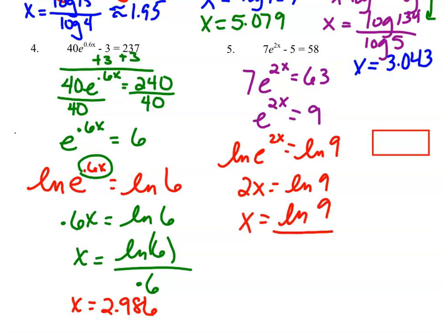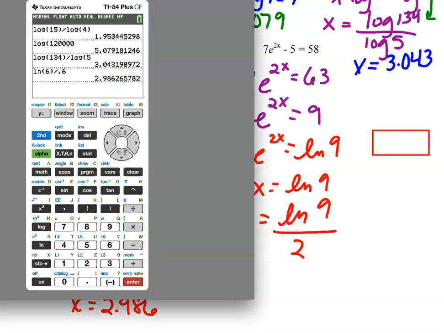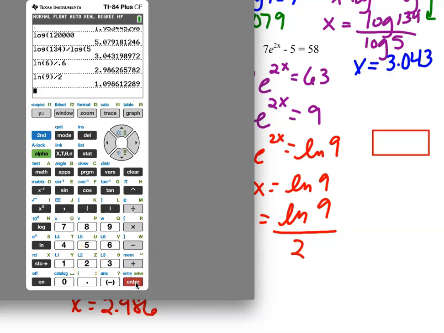I don't know the natural log of 9, but our calculator can help us get that. So the natural log of 9, and then we'll divide out a 2. So natural log of 9, and then dividing by 2, we should have an answer of 1.0986.